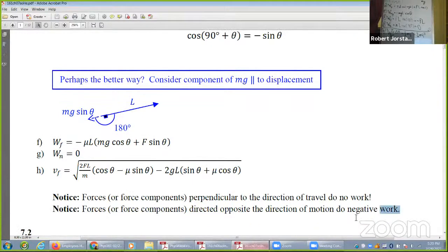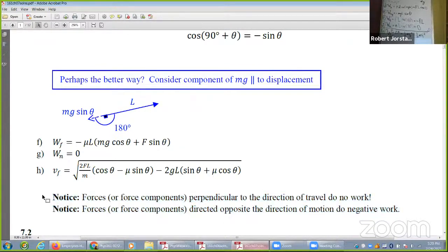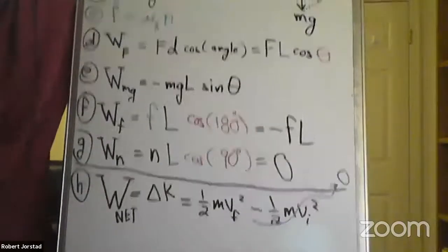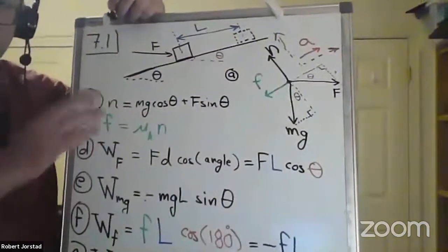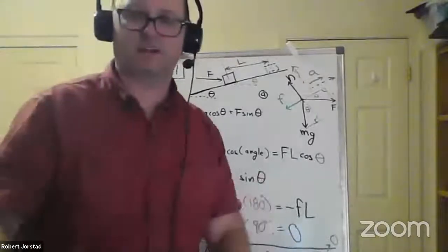And then here are some things that we should notice out of this. If you have force components perpendicular to the direction of travel, they do no work. Force components directed opposite the direction of motion do negative work. So we saw that you could have negative work from friction and gravity, and it's possible they could do, I don't know, is it possible friction could ever do positive work, or is friction always going to be against you? What do you think? So that's it for this problem. Any questions on that before we go to my next one?